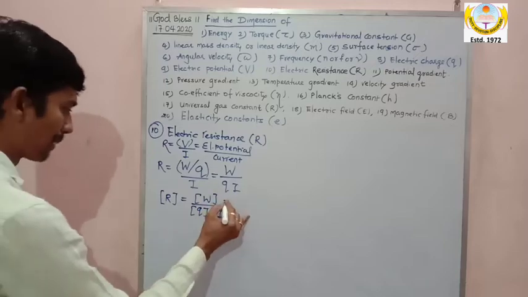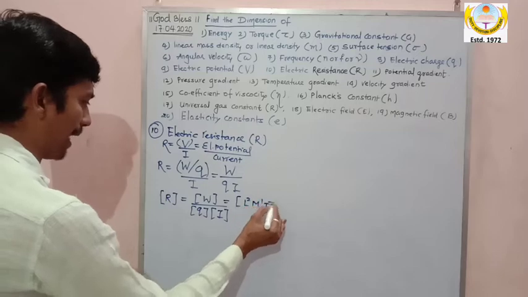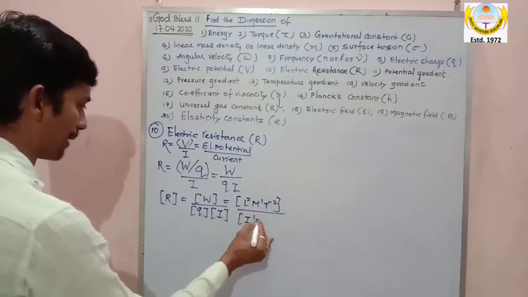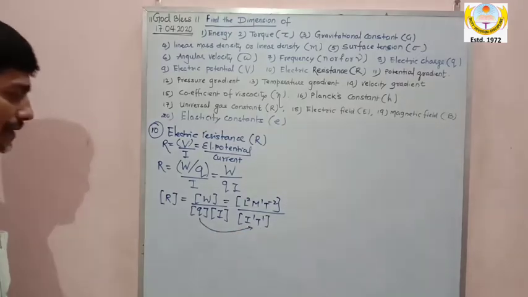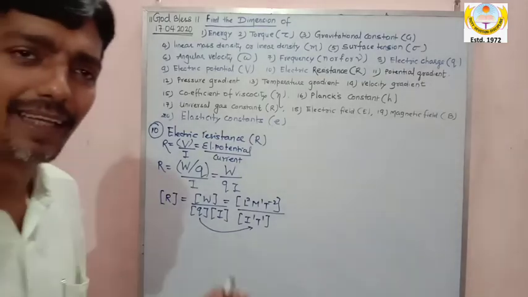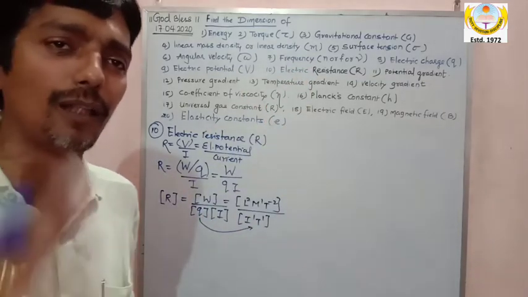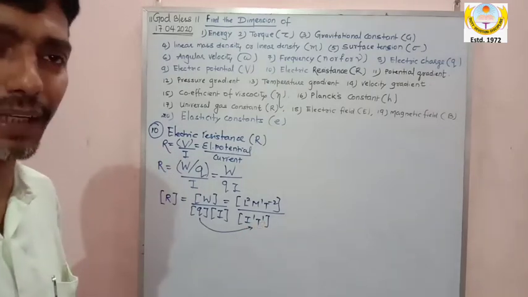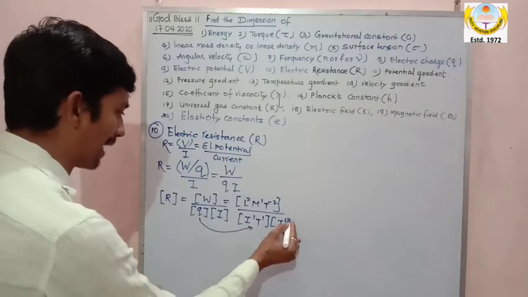So you all know that, my dear, dimension of work is L2 M1 T minus 2 divided by dimension of Q is I power 1 T power 1, that is QIT. How long have I been doing this? For so many examples I did it. By now you must have learned also that Q is equal to I power 1 T power 1 dimension, and here there is one more I, so here it is I power 1 as it is.